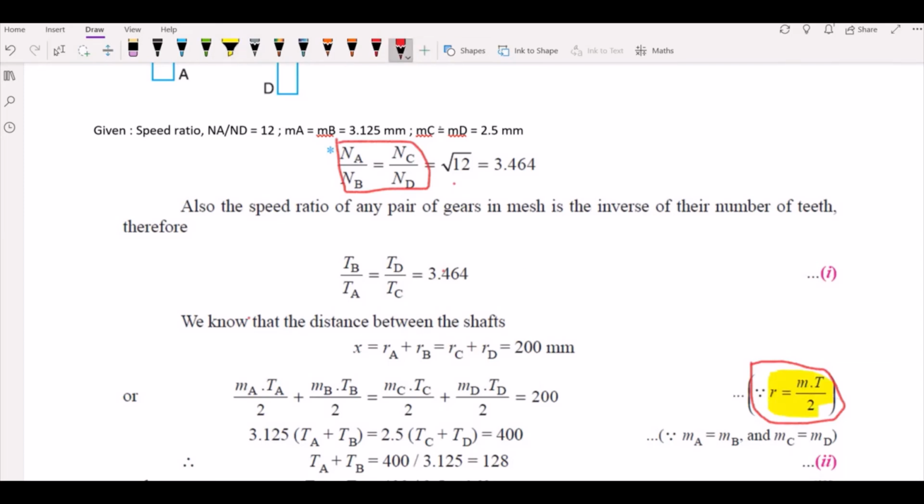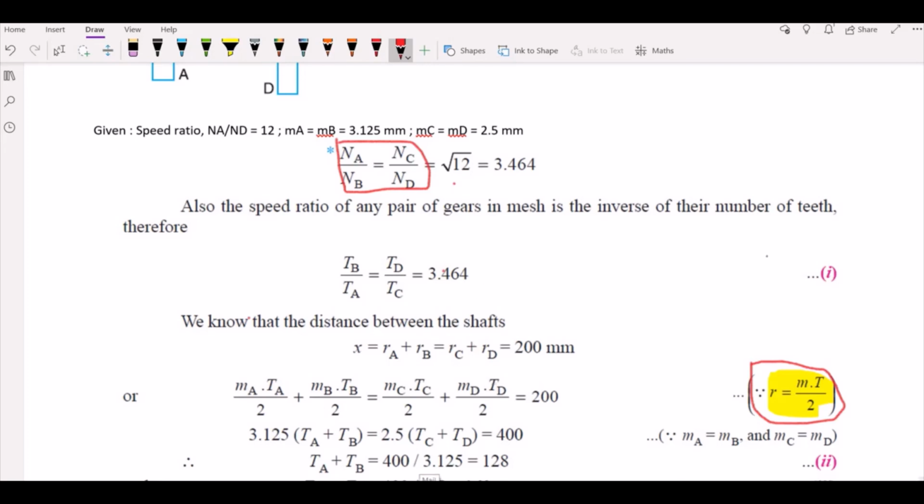From this relation, if I substitute the values, R is nothing but (MA by TA plus MB by TB) by 2, and (MC by TC plus MD by TD) by 2. Finally, what we are going to calculate is TA, TB, TC, TD. Once the number of teeth of A, B, C, D are known, finally I will calculate the speed ratio, which is already given as 12. That is the theoretical one, whereas in a practical case it is going to be the same or more than that. Let's try to calculate it.